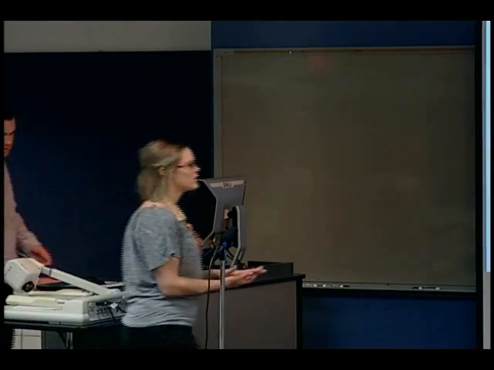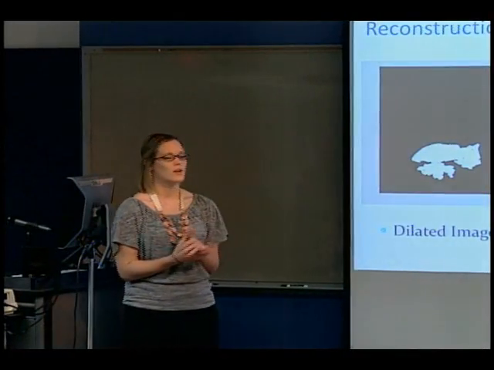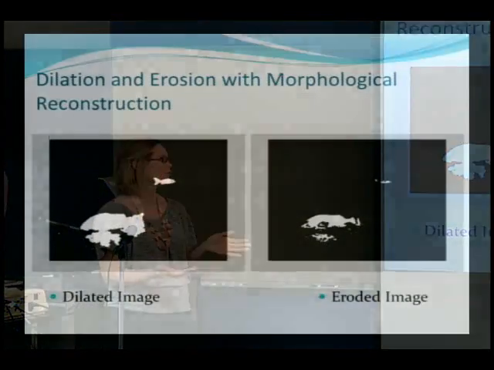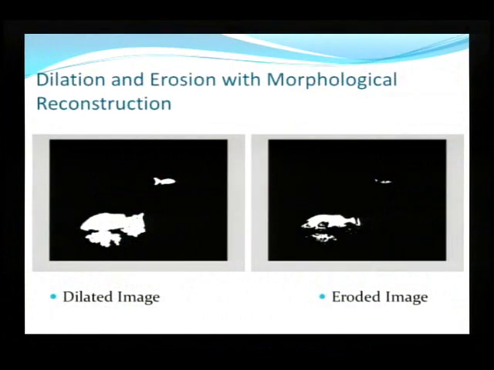Another approach to finding the outline of the fish images, not using the square method, also includes dilation and erosion. For the first image, this is a dilated image, and then this is the eroded image. Erosion just kind of eats away at the outer edge, and dilation fills in the outer edge of whatever object is in the image.